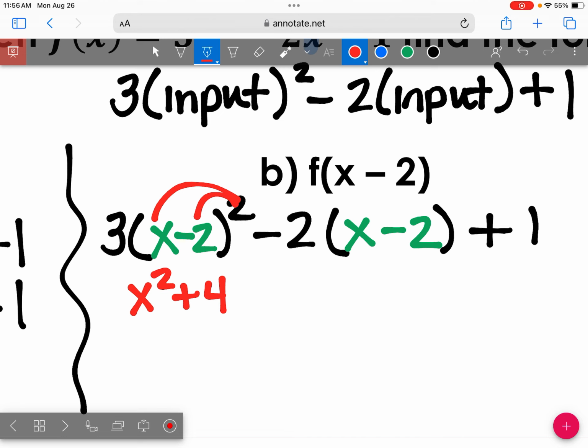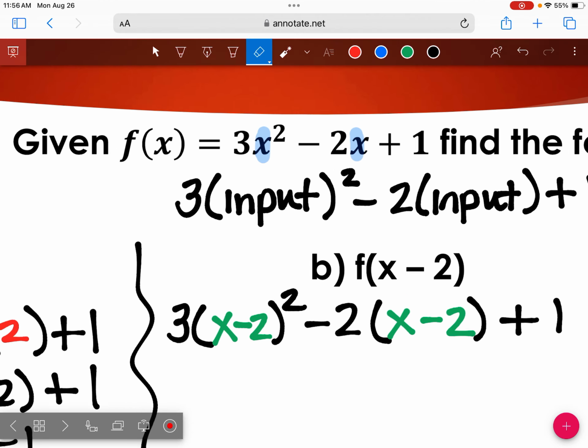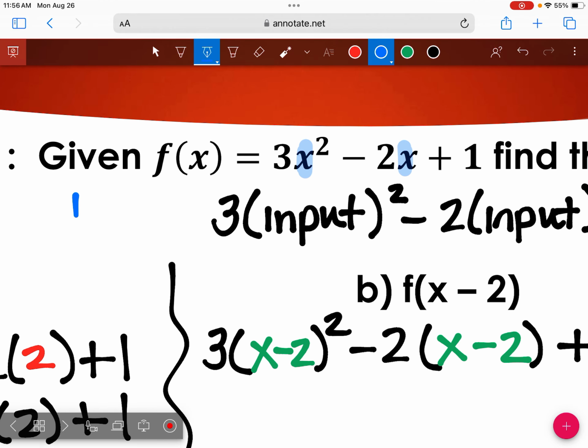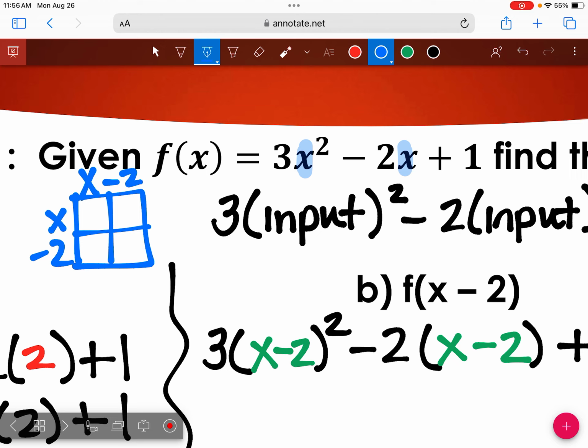To figure out what x minus 2 squared is, you can FOIL it. You can make a box. You have to multiply x minus 2 times x minus 2. So go ahead and do that. Off to the side somewhere. And I'm not going to actually fill it in, but take about 60 seconds and multiply that.